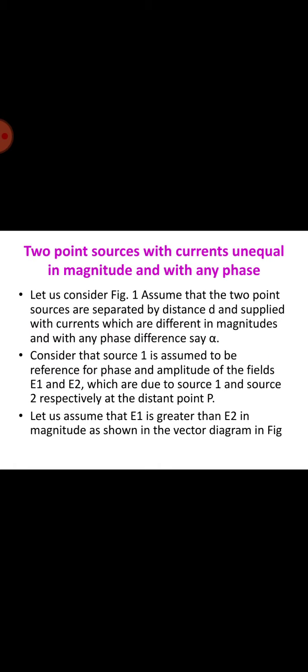Now let us see the next case, when the 2-point sources are supplied with currents unequal in magnitude and with any phase. Assume that the 2-point sources are separated by a distance d and supplied with currents which are different in magnitude and with any phase difference, say alpha. Consider that source 1 is the reference for phase, and the amplitudes of the fields are E1 and E2, due to source 1 and source 2 respectively at the distant point P. Let us assume that E1 is greater than E2 in magnitude, as shown in the vector diagram.